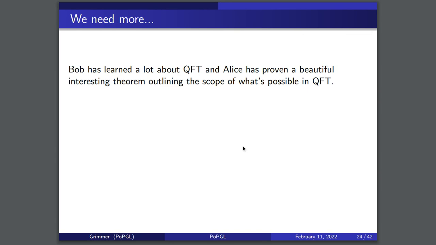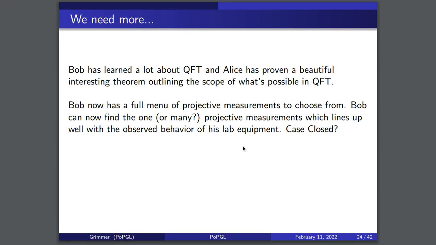Again, what's going on here? Bob has learned a lot of QFT. That's great for him. Alice has proven a beautiful, interesting theorem outlining the scope of what's possible in QFT. That's great for her. Everything's going very well. Bob now has a full menu of the projective measurements he can choose from. Bob can now find the one, or honestly, there's probably going to be many projective measurements which line up with the observed behavior of his lab equipment, right?